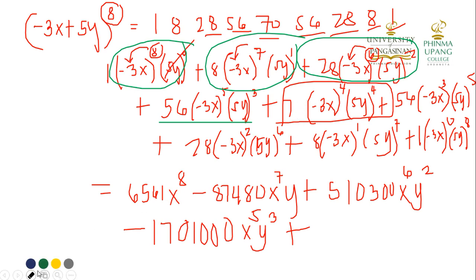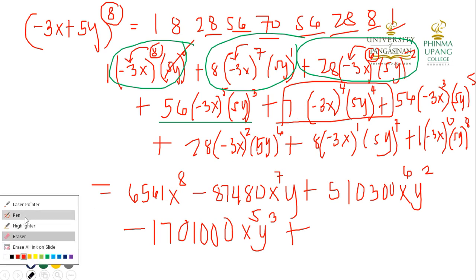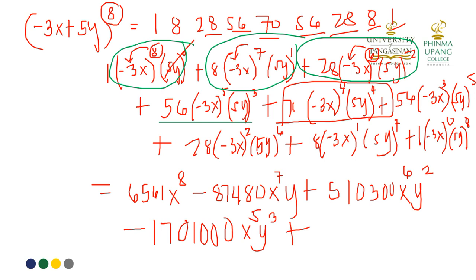Sir, may tanong ako, sir. Ano yung tanong mo? Bakit po ini-include yung coefficient ng y sa bawat term? Kasi isang term lang yan. Ang 70 times negative 3x raised to 4, then 5y raised to 4 is iisang term yan. Nag-gets mo?